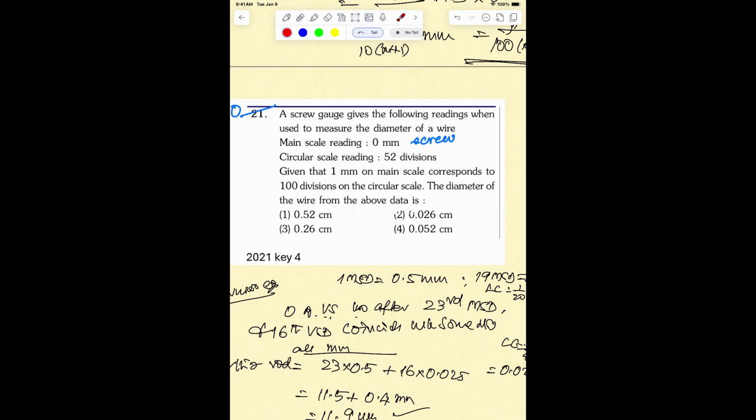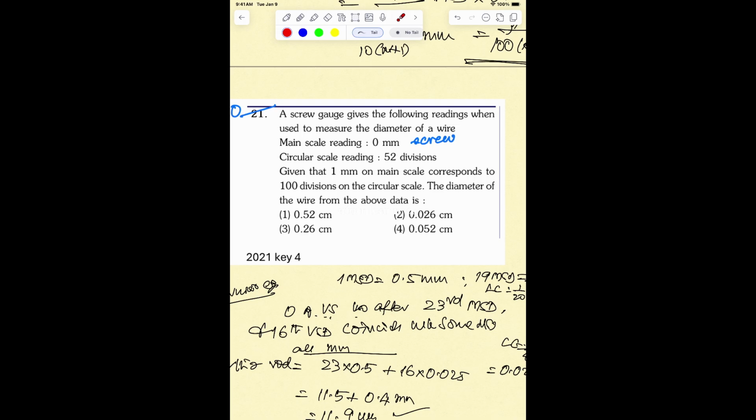Okay, one main scale division will usually be equal to 0.5 mm. Sometimes it is 1 mm also, therefore you should be prepared for it. But they give the data which is set. Then the second aspect is that instead of the Vernier scale, you have the circular scale. It is also called the head scale. And then there is something called pitch.